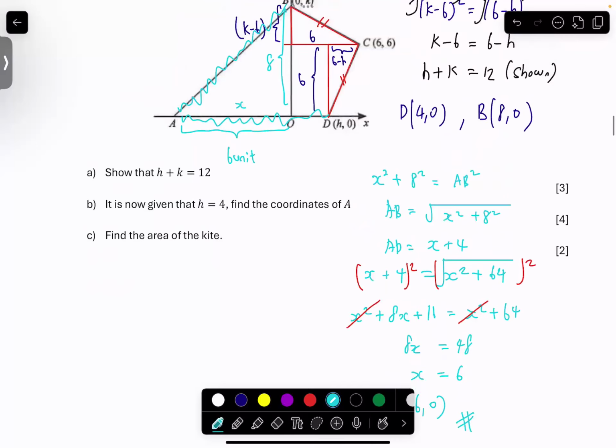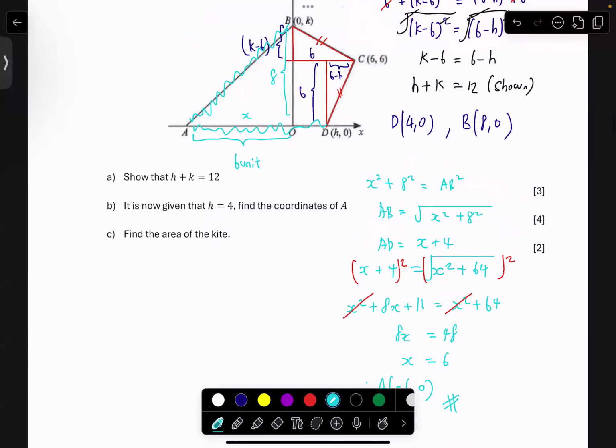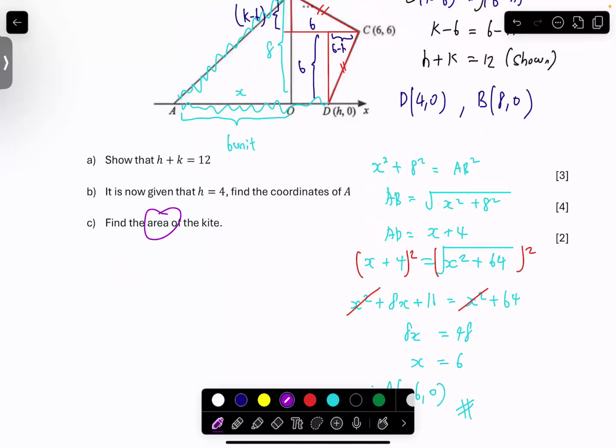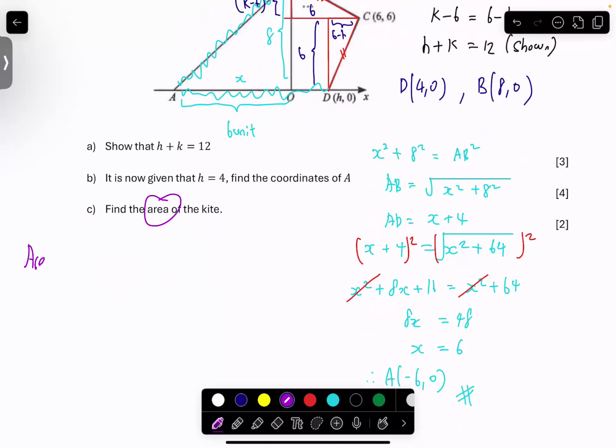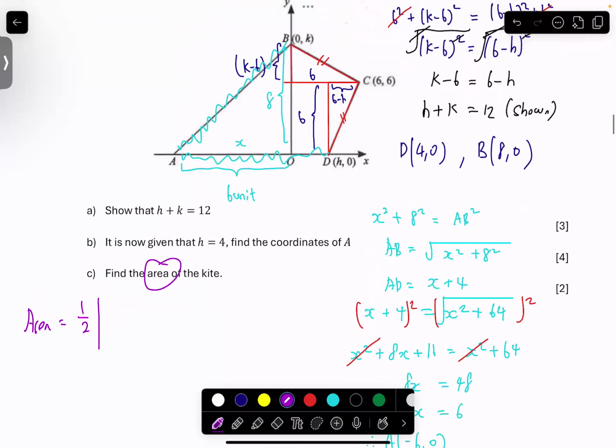Part c. Find the area of the kite. For area, we will use the shoelace method. So area is equal to half. What is the condition? We have to choose a point. I'm going to choose (0, 8). I'm going to start with B. It doesn't matter what you choose.